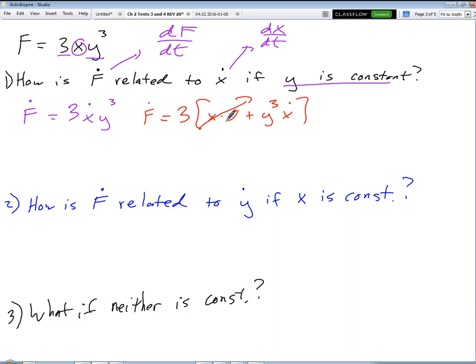Y is right here? Yeah. Okay, because by the product rule we said first times the derivative of the second, the derivative of y cubed is 0, plus second, which is y cubed, times the derivative of the first. But do we do that? Heck no, we just do that, right?